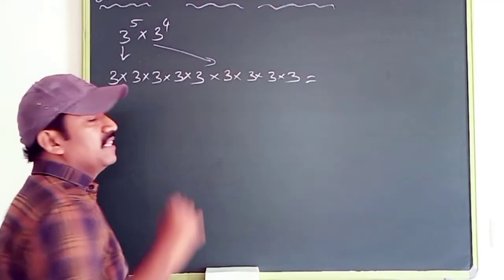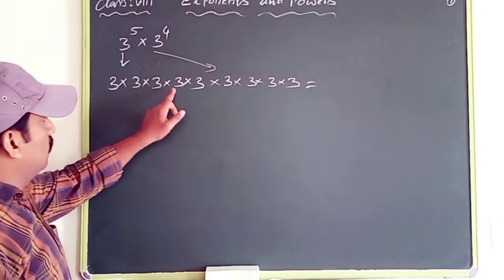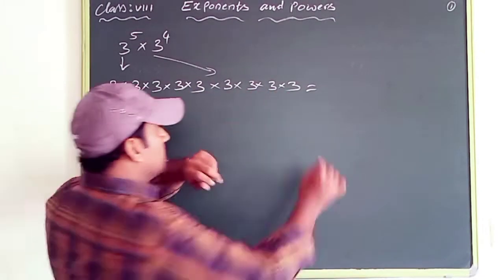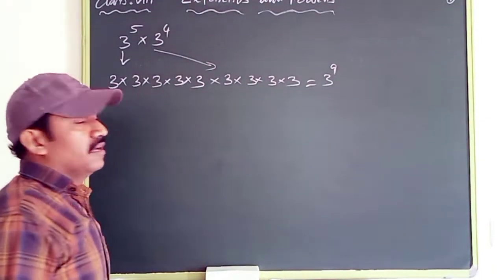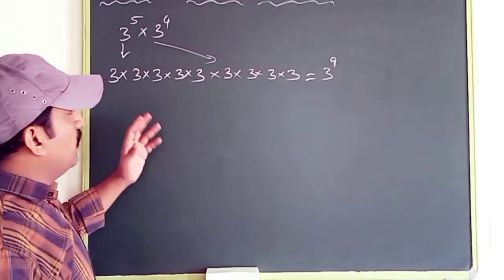Then how many 3's are there? 1, 2, 3, 4, 5, 6, 7, 8, 9. 3 to the power of 9. Got it? So, what do you observe here?